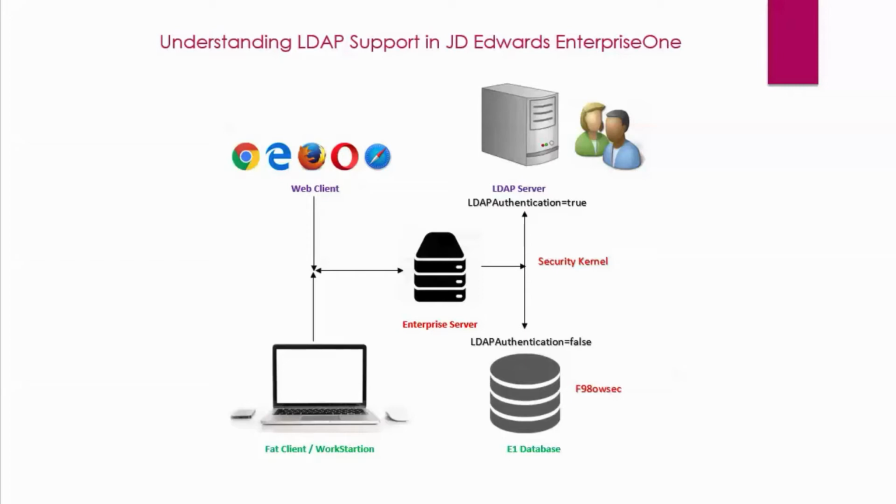So if the user signs into the web client, the security server on the enterprise server has to decide, using the jde.ini file or the security kernel, whether LDAP is enabled or not. If LDAP is enabled, then the LDAP server does the authentication and decides whether the user is allowed into JD Edwards or not. If LDAP authentication equals false, then the JD Edwards F98OWSec is the file used to do the authentication and decides whether you're allowed into JD Edwards or not.